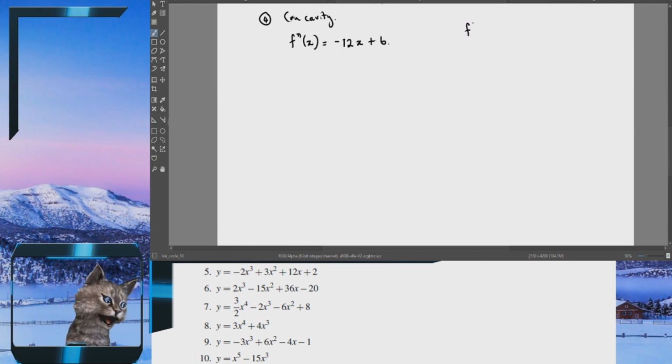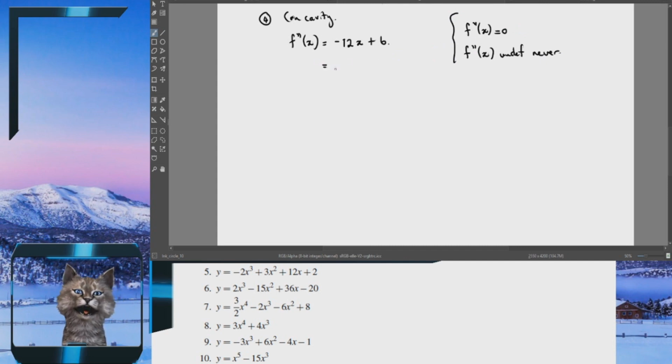Then we do our check. Second derivative equal to 0 when? Second derivative undefined when? Well, undefined never because it's a polynomial. But it is going to be equal to 0 if I factor this out a little bit. Maybe I want to take out a negative 6, let's say. And then I'll have 2x minus 1. So when I multiply it in, I get the original back. So I see then that the second derivative is going to be 0 when x equals 1/2. So that is my potential inflection point.